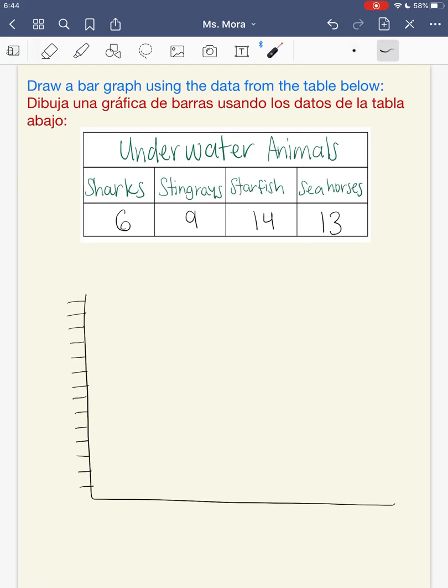So this one, same thing, okay? How about you try this one on your own? So pause the video and draw your graph, and then come check your work with me when you're done, okay? And then I'll give you your exit ticket assignment. So inténtalo tú solo, dibuja tu gráfica, pausa el video y regresa cuando estés listo para revisar tu trabajo, y después te doy el exit ticket.